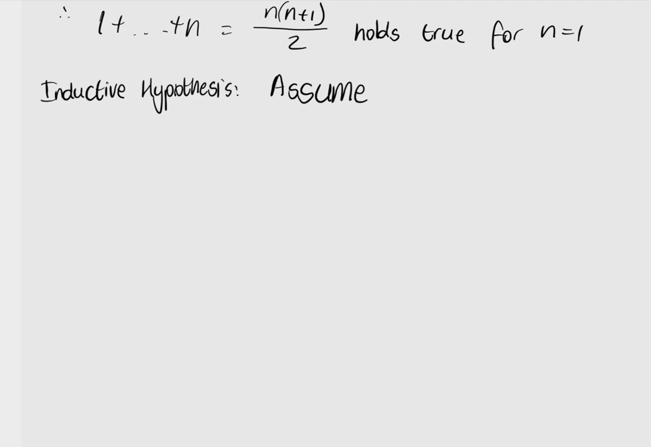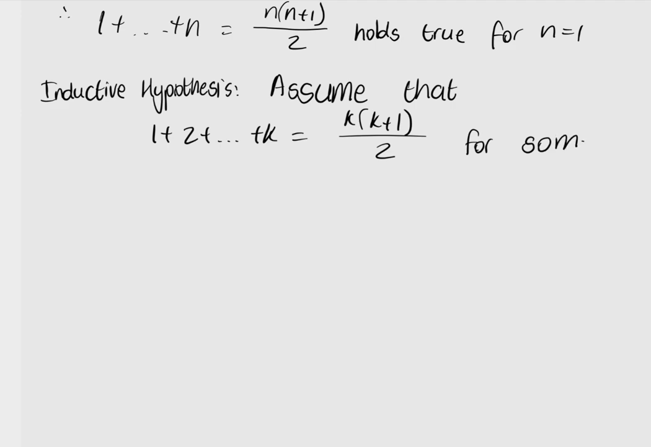Let me just write a bit bigger so you can see. Assume that 1 plus 2 plus dot dot dot all the way up to plus k is equal to k times (k plus 1) all over 2. This is extremely important. You have to write for some integer k such that k is greater than 0.